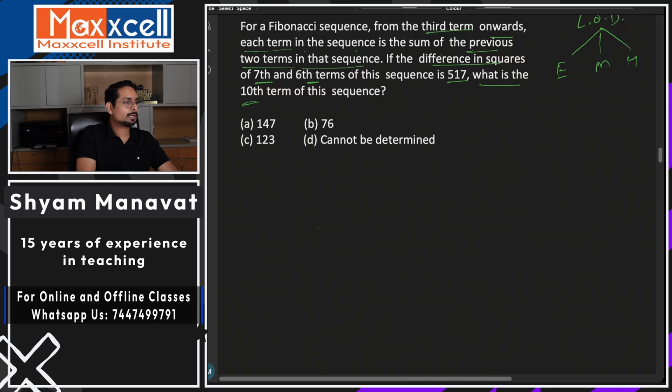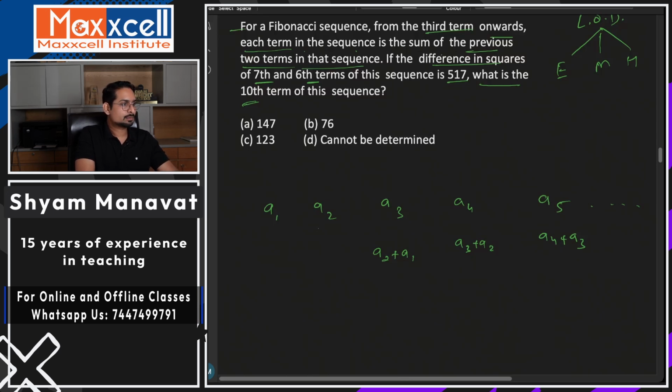Before that, let me tell you this. Say the first term is A1, the second term A2, the third term A3. So the third term will be A2 plus A1. The fourth term will be A3 plus A2. That's the characteristic of the Fibonacci series. A5 is A4 plus A3, and it goes on like that. That's the definition given in the question also, so we will blindly follow that.